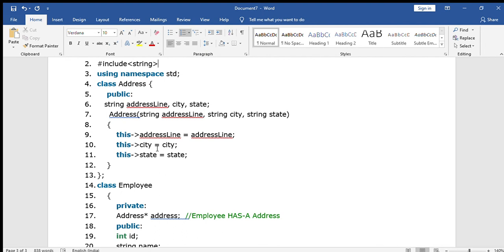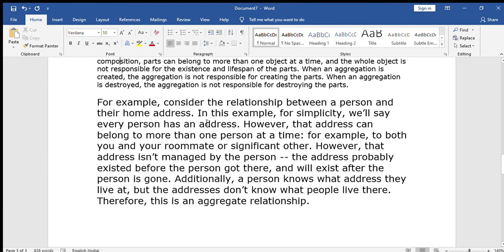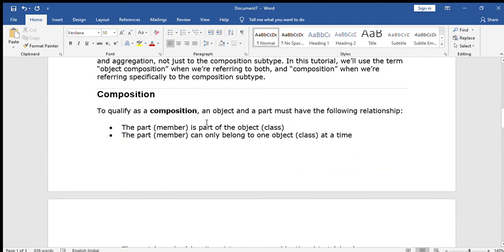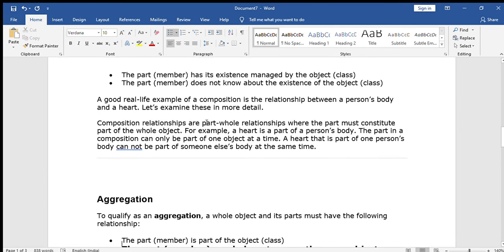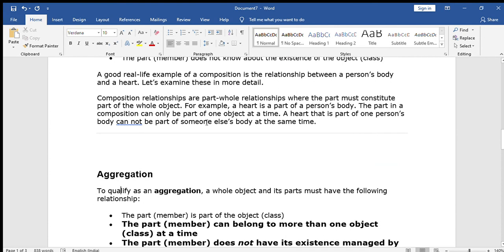So that's the thing about aggregation. Okay, so do the practice. Aggregation and composition, these are the two things. Composition is direct access, and aggregation is indirect access. Only is-a and has-a relation types will be there. Okay, thank you.